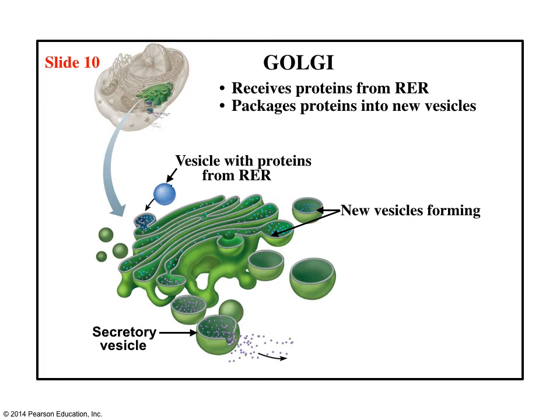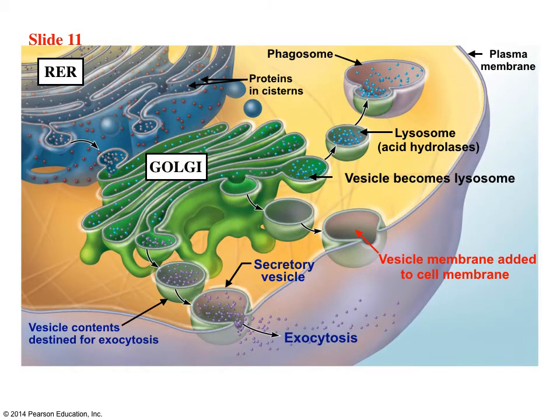Another look at the Golgi. Golgi receives proteins from the rough ER, packages these proteins into new vesicles, typically for secretion. The next slide shows the various processes where proteins formed on the ER are then transferred to the Golgi where they are repackaged. What happens at that point depends on where the proteins are going. They're either exocytosed, or if they are full of acid hydrolases, this pinched off vesicle then becomes a lysosome.